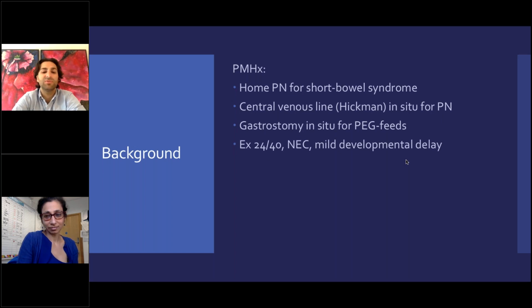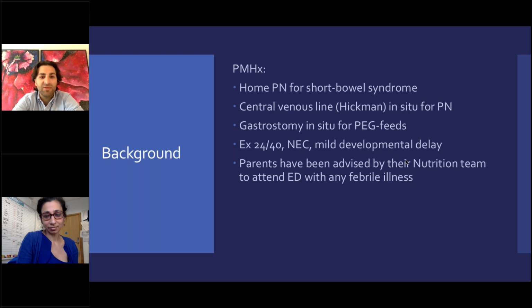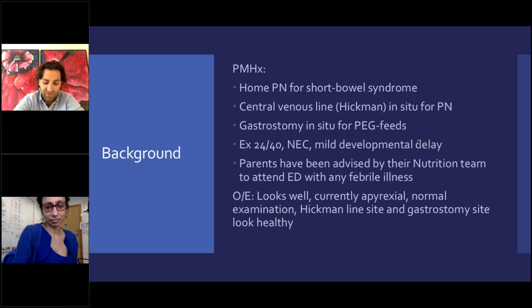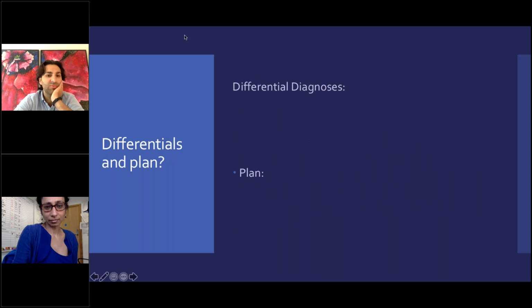They're an extreme prem. They had necrotizing enterocolitis as a prem. They've got a bit of developmental delay, and they've been advised by their nutrition team to attend ED with any febrile illness. But you examine them, and they look really well. They're afebrile. They've got a normal examination. Their Hickman line site, their gastrostomy site look perfectly healthy and fine. And I guess the question is, again, what are the differentials and what would you do?